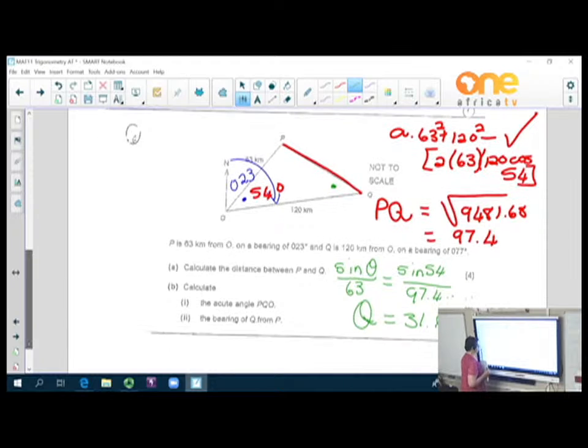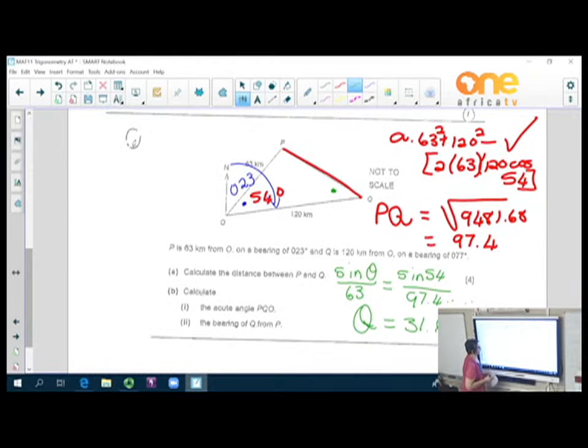And then the last question here is the bearing of Q from P. Now the bearing of Q from P means I want that angle. That is what you want. So we can calculate now here the third angle.